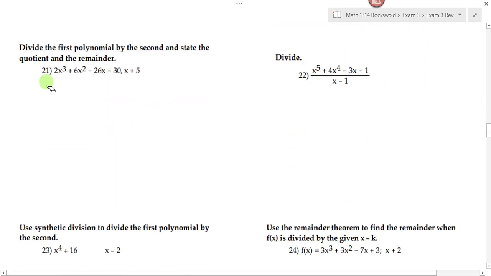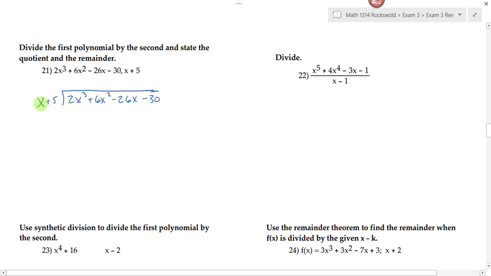On 21, we're asked to divide the first polynomial by the second and then state the quotient and the remainder. We're going to do this one using long division, and then if you want, we'll use synthetic division on the others. So when I use long division, I take that x plus 5 and I put it on the outside, and I have 2x cubed plus 6x squared minus 26x minus 30.